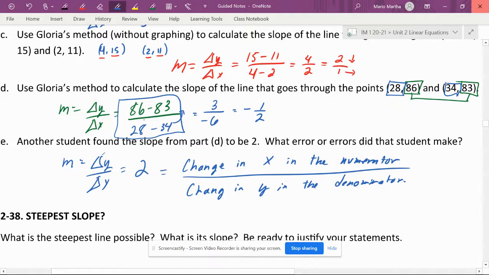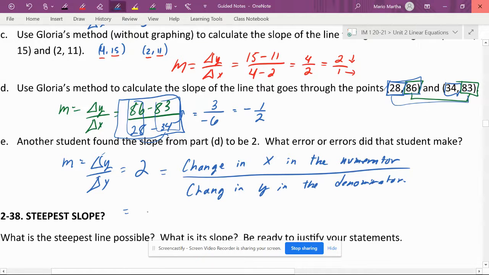Another thing, if you notice, I put 86 over 28 as our first point right there. And then our second point is 83 over 34. So they probably flipped the order in one of these. If they got positive 2, that means they probably flipped the order in the bottom one as well. So that's another thing that they made a mistake on.